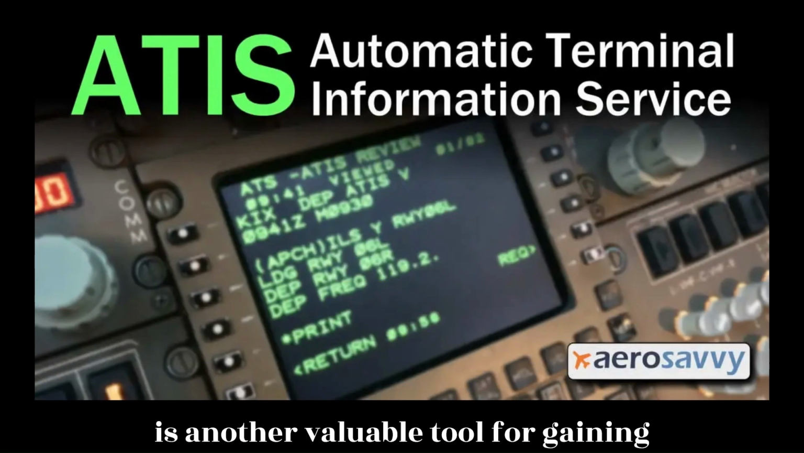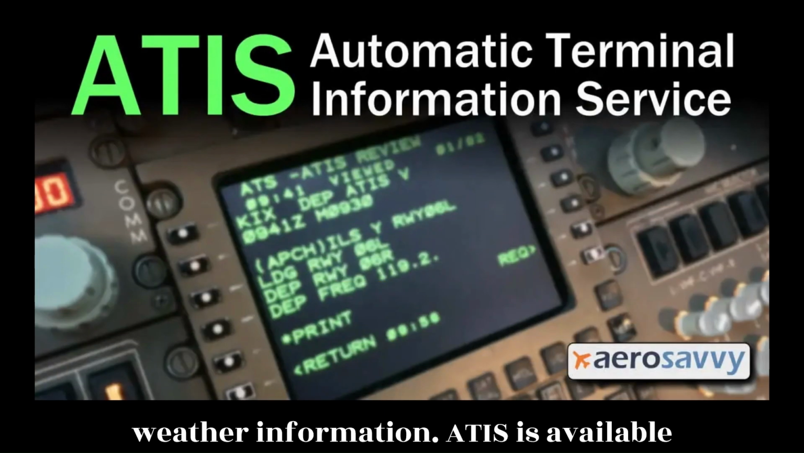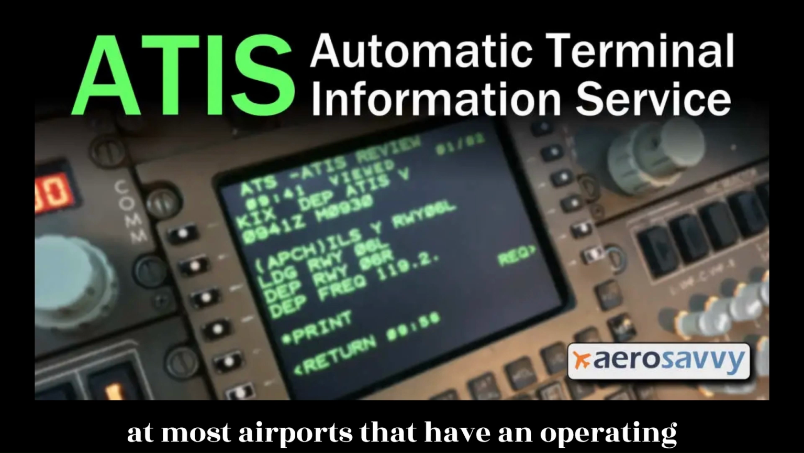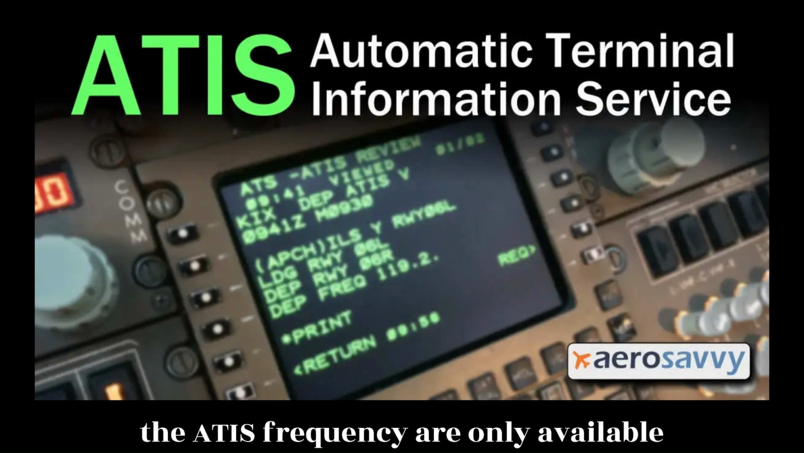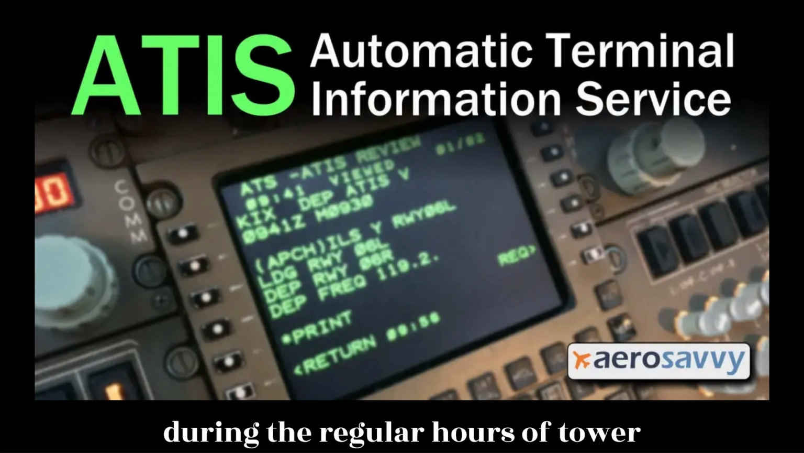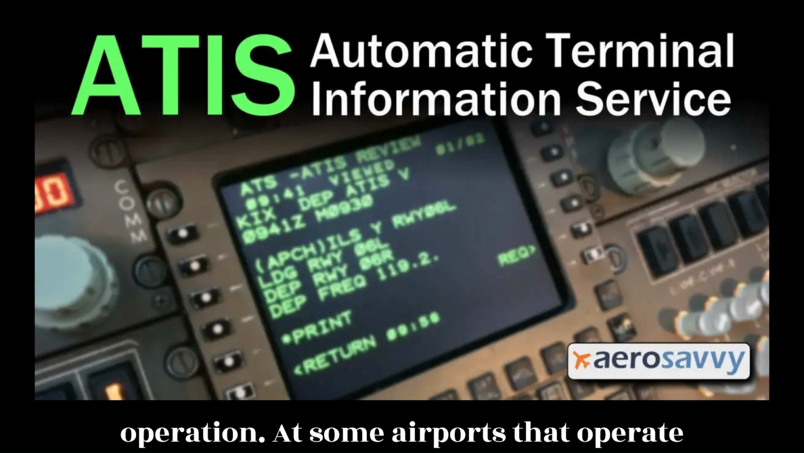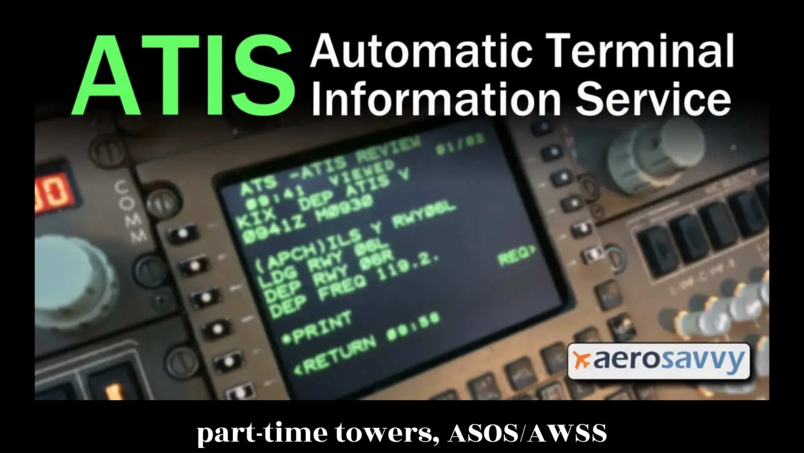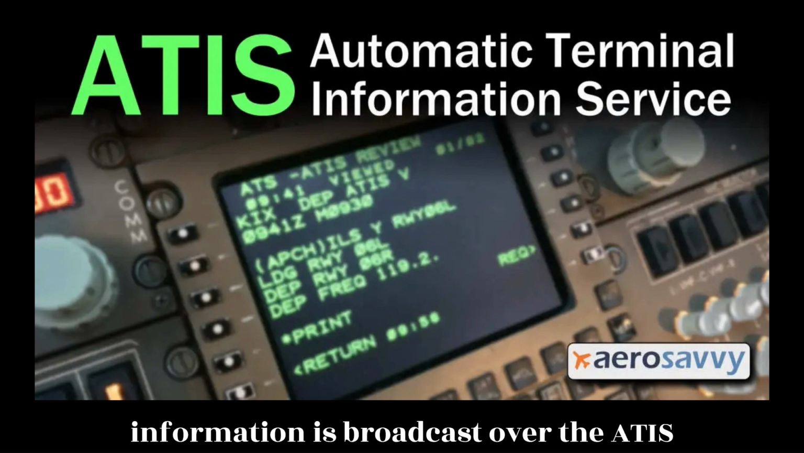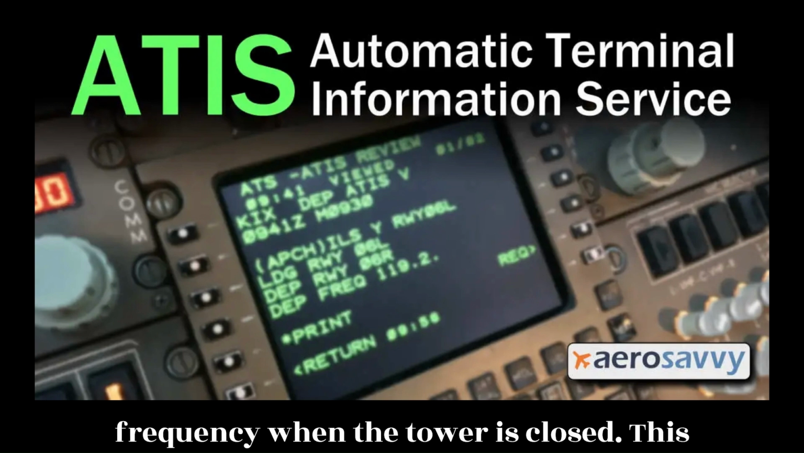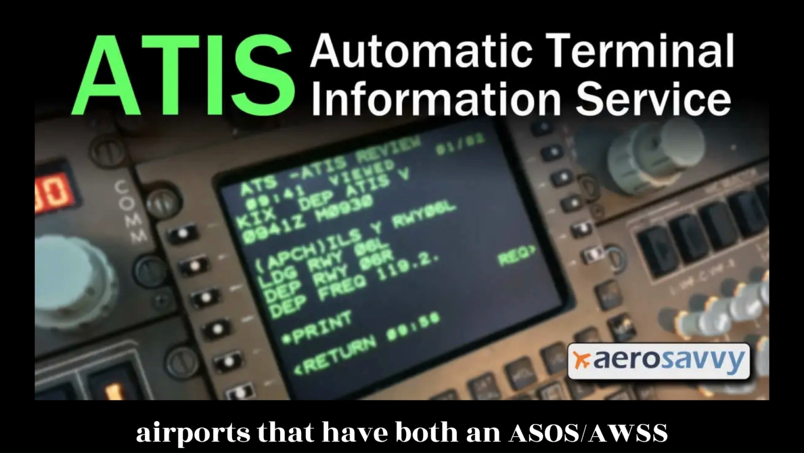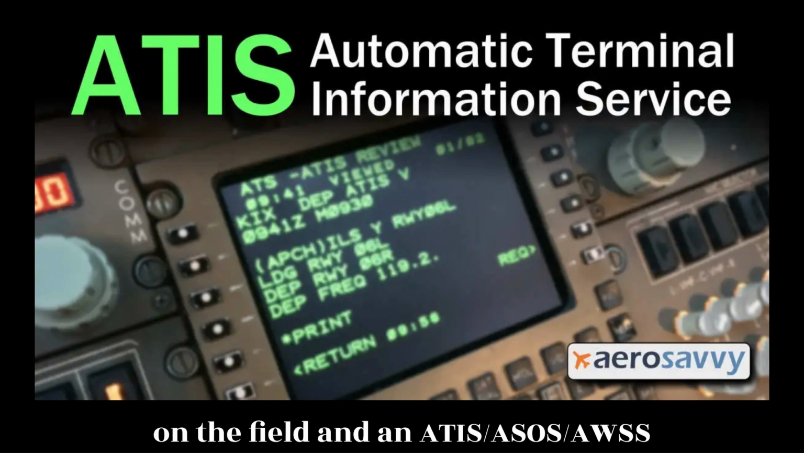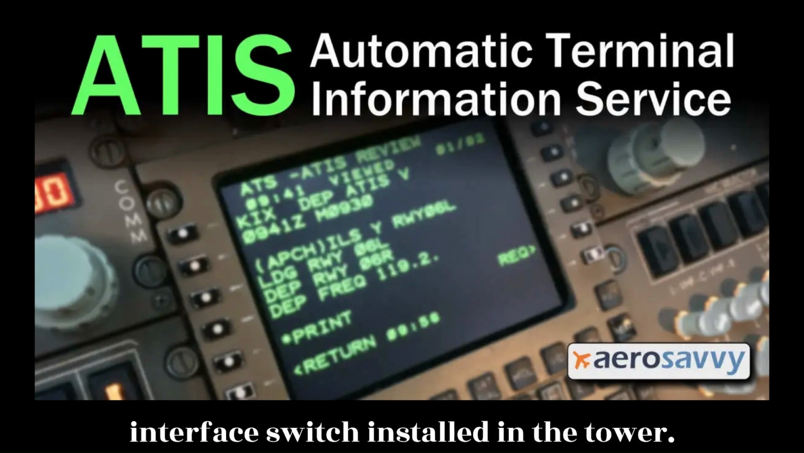ATIS is another valuable tool for gaining weather information. ATIS is available at most airports that have an operating control tower, which means the reports on the ATIS frequency are only available during the regular hours of tower operation. At some airports that operate part-time towers, ASOS/AWSS information is broadcast over the ATIS frequency when the tower is closed. This service is available only at those airports that have both an ASOS/AWSS on the field and an ATIS ASOS/AWSS interface switch installed in the tower.